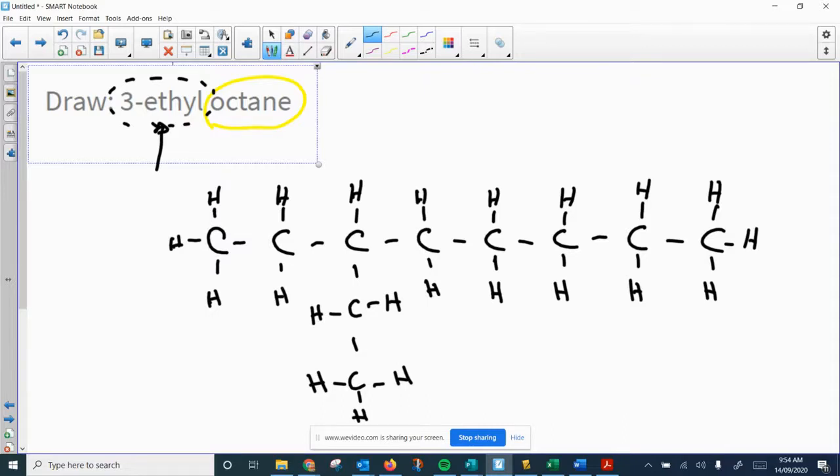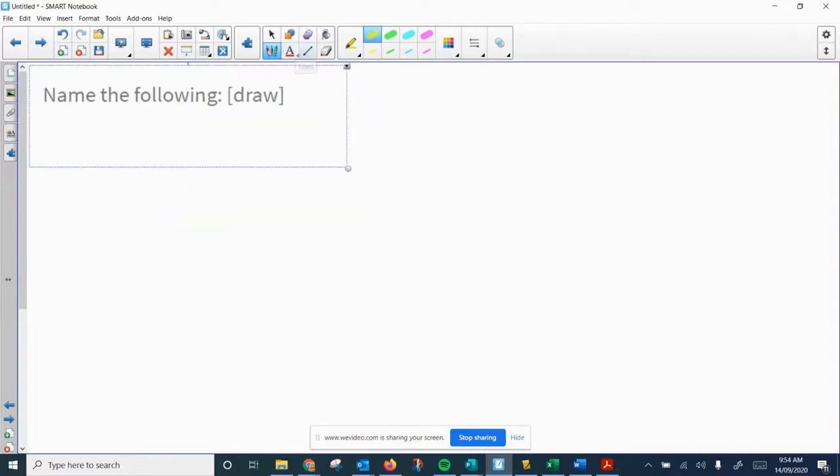Something you might notice is that if the parent chain was actually this chain, 1, 2, 3, 4, 5, 6, 7, 8, we would still have a 2-carbon or ethyl group on carbon number 3. So in this case, don't be fooled by some questions that might have twists and turns. You got to find the longest chain of carbon, no matter what. Let's try one.